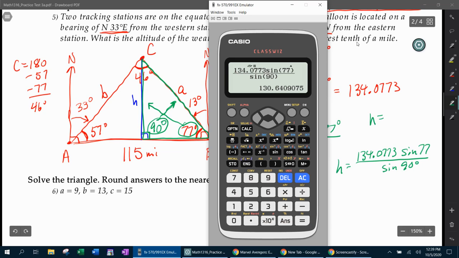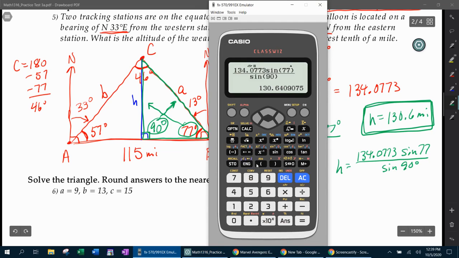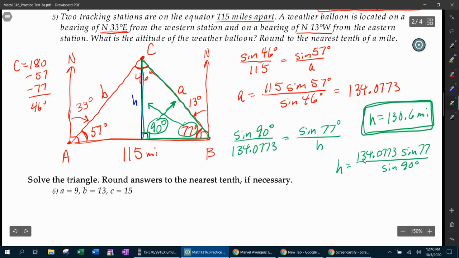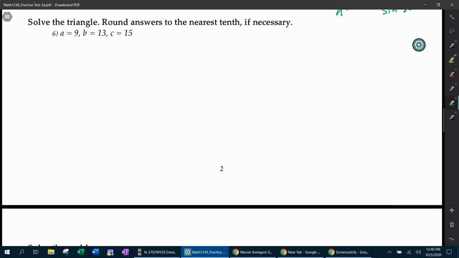And now we can round to the nearest tenth of a mile. So that's going to be 130.6 miles. And I'm going to put a big box around that. That is my final answer. And again, just to prove this, if I take the sine 90 out, same answer, because sine 90 is 1. Easy. Done. And I still have 2 more problems to do for this part of the video.